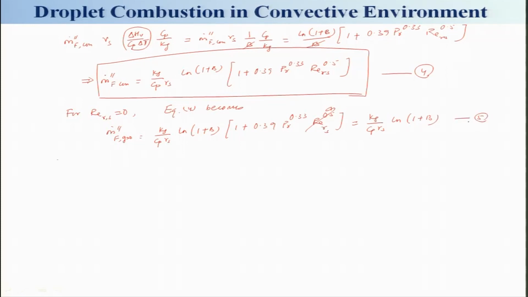This is equation 5. Dividing equation 4 by equation 5, we can have m dot F convection divided by F at G equal to 0 is equal to a very simple term, that is 1 plus 0.39 Prandtl number 0.33, Re Rs 0.5, that is all, where the other terms will cancel out.